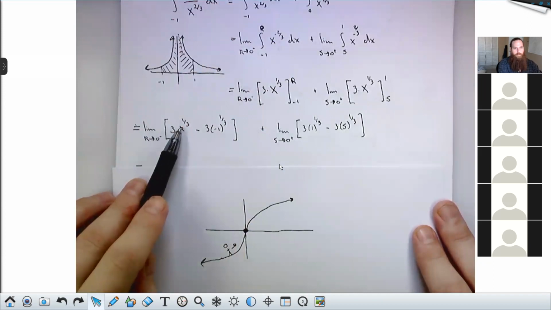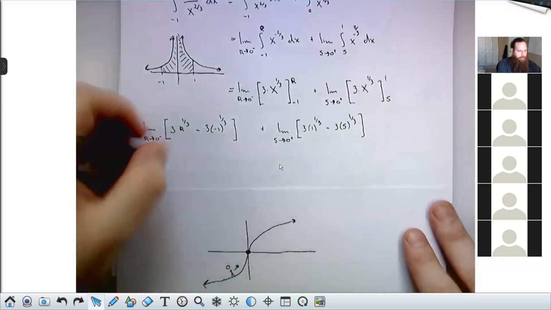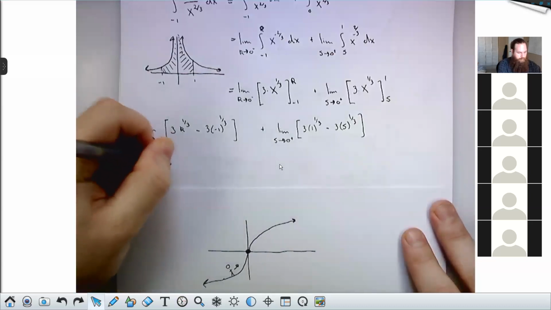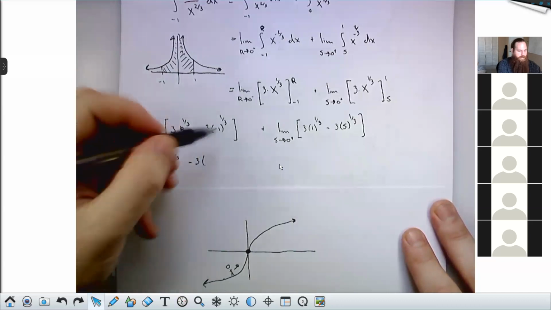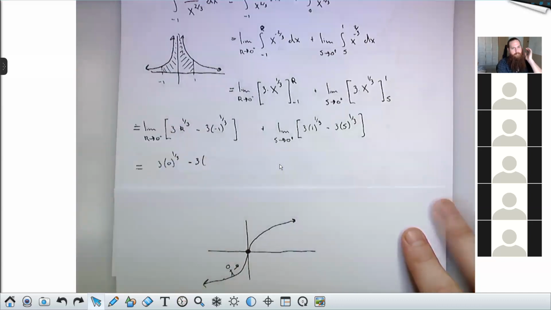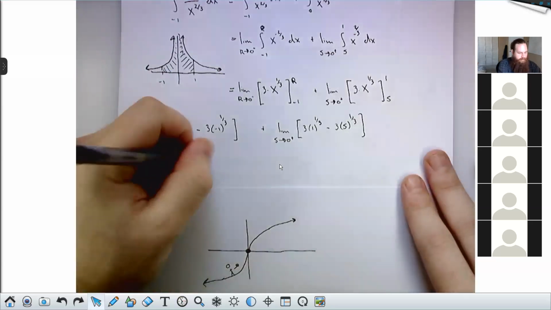If this power was negative, then yeah, the limit would be infinity, or maybe negative infinity. But because the 1/3 power here is positive, this is just 0 to the 1/3, which is 0. And then I'll have minus 3 times, what is negative 1 to the 1/3 power? What's the cube root of negative 1? Negative 1, yeah.